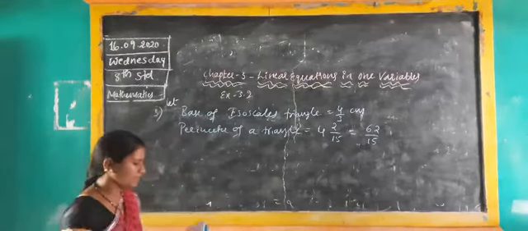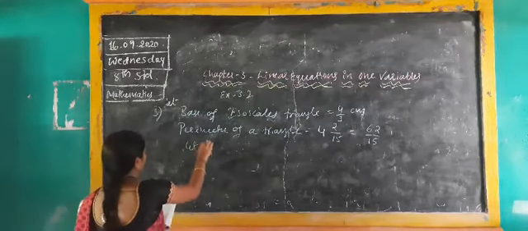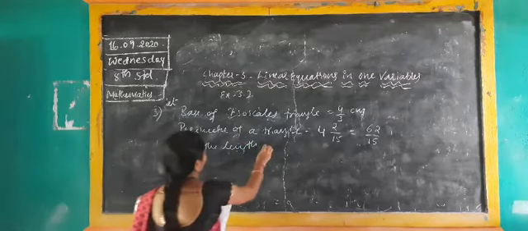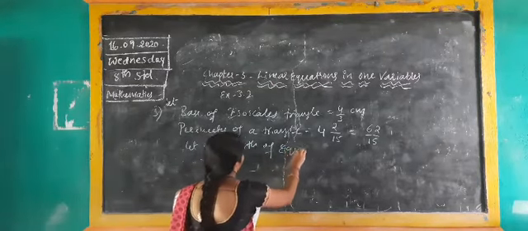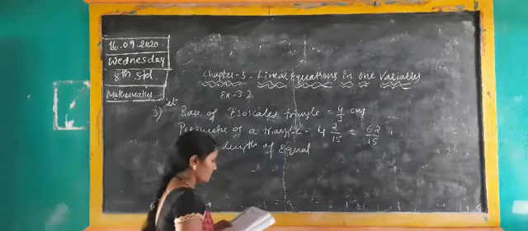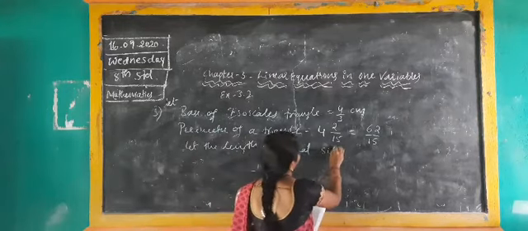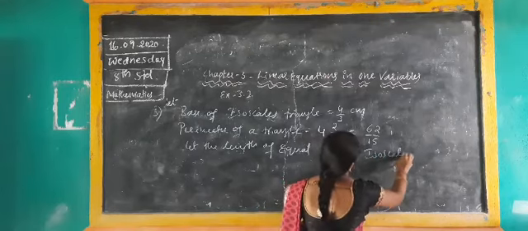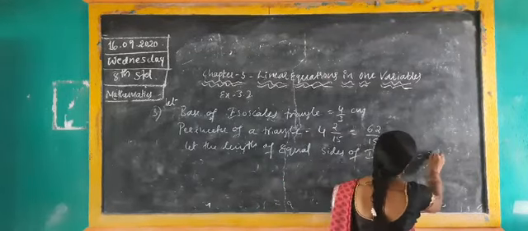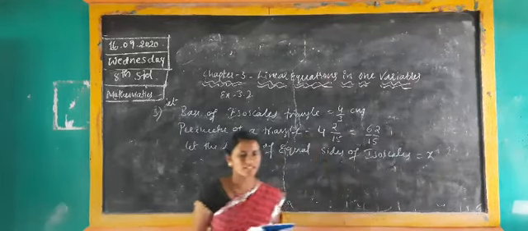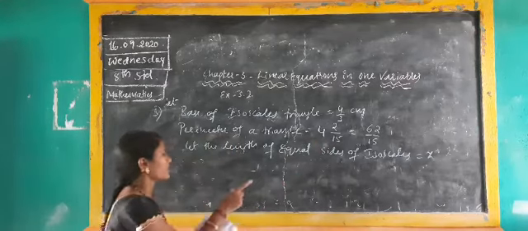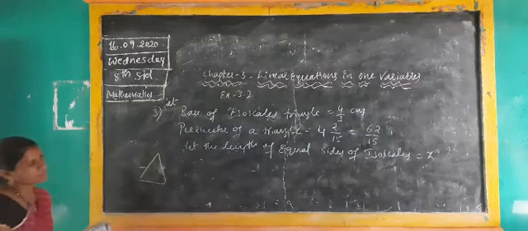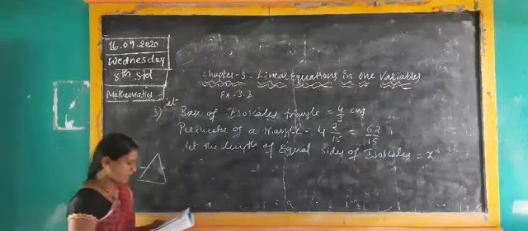Next, let the length of equal sides of the isosceles triangle be x. I am taking x. Why? Because we don't know the sides of the isosceles triangle, that's why I have taken x here. Isosceles means you already know two sides are equal. If two sides are equal, then it should be isosceles.